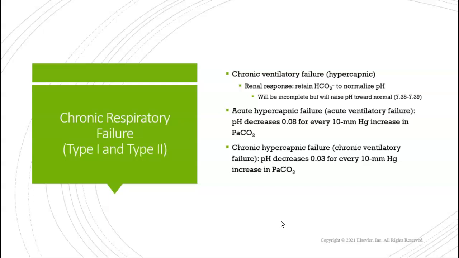This is kind of irrelevant, this is just for acute ventilatory failure. You can estimate that the pH is going to decrease by 0.08 for every increase of 10 in the CO2. That's just a relationship that's known. Sometimes people use this to understand if there are other factors at play.